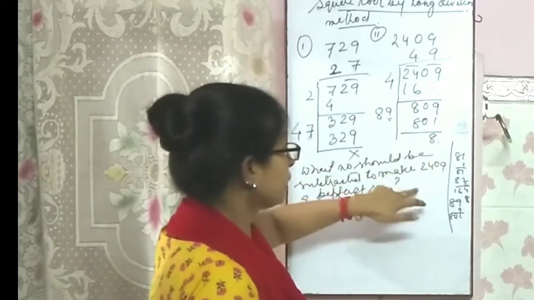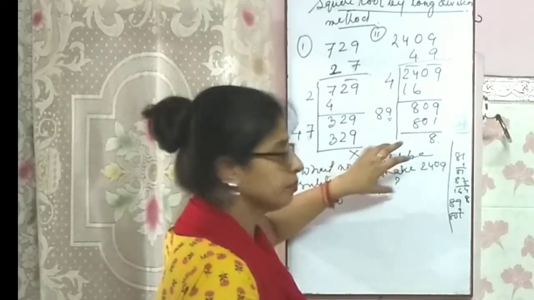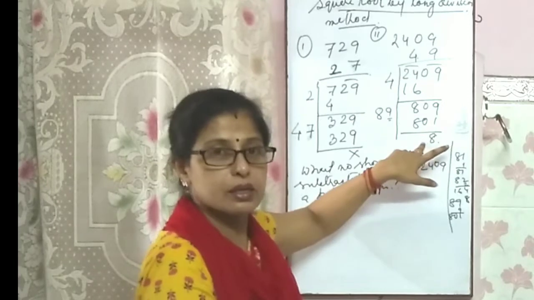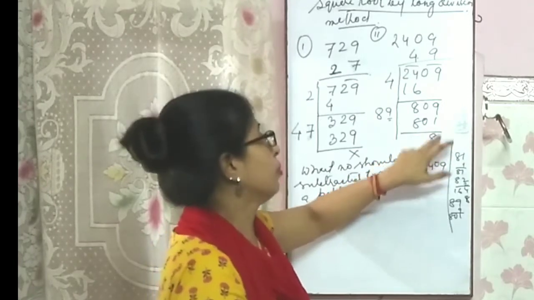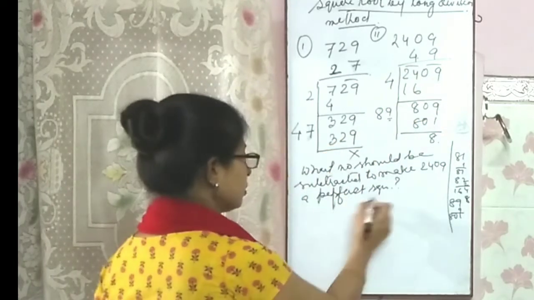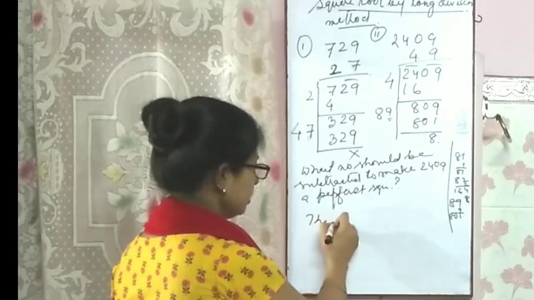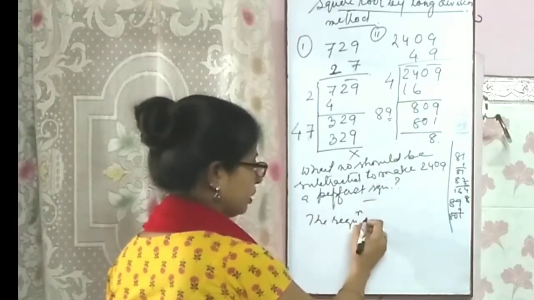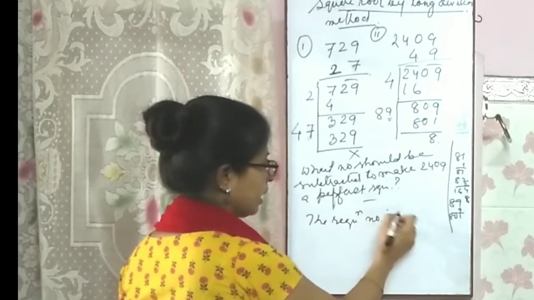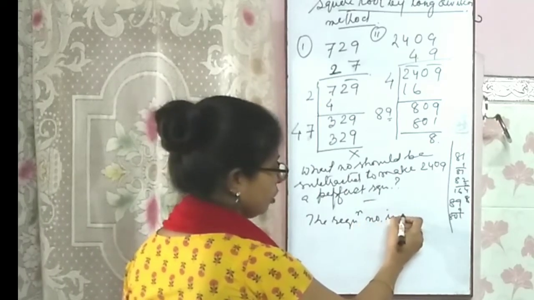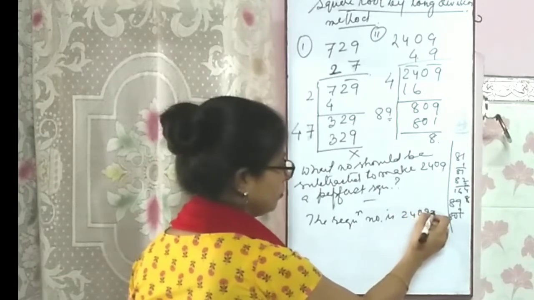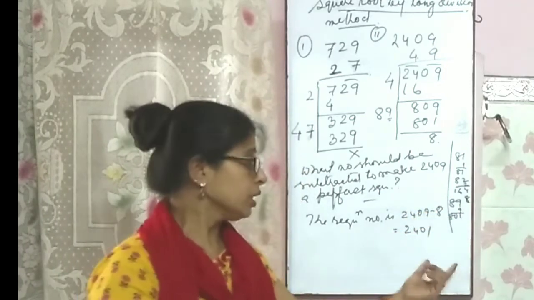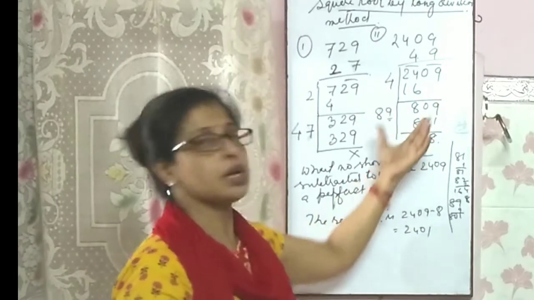So in that case it would be a different question. In that case what shall we do? Whatever the remainder you see there, that number will be subtracted from this. Required number is, this sum has to be done here. Required number is 2409 minus 8, 2401. So this is another sum I have shown you.